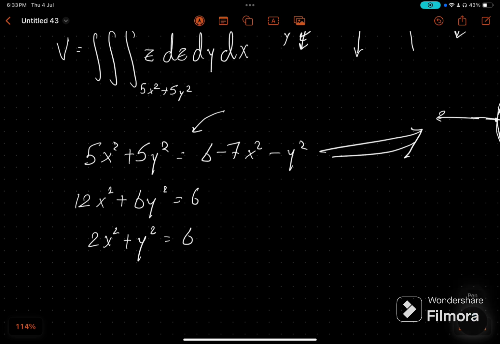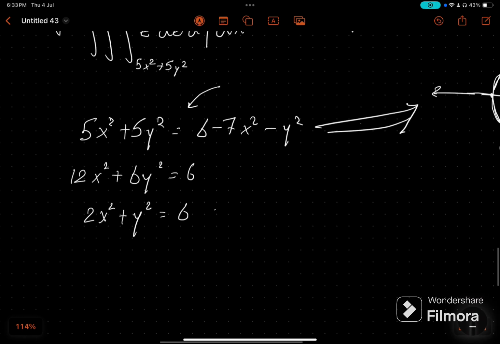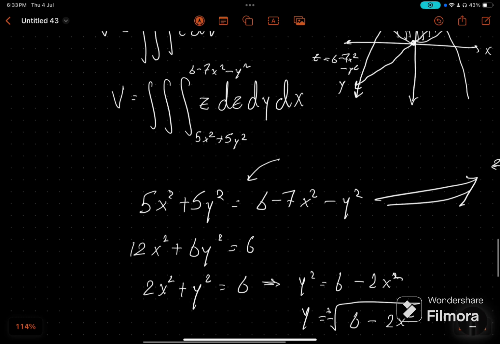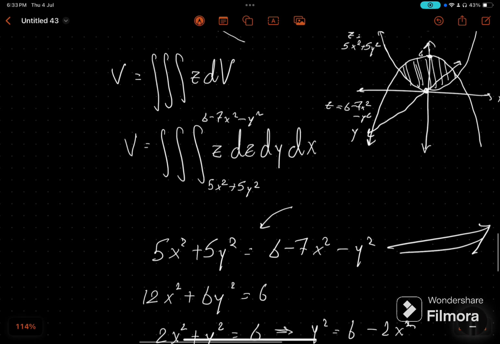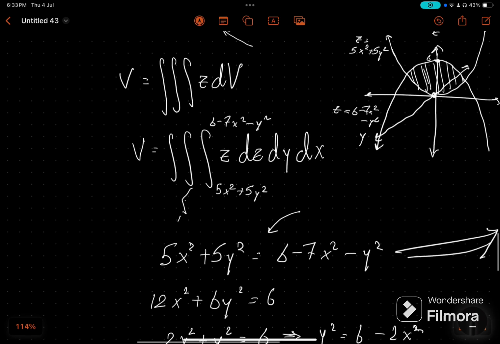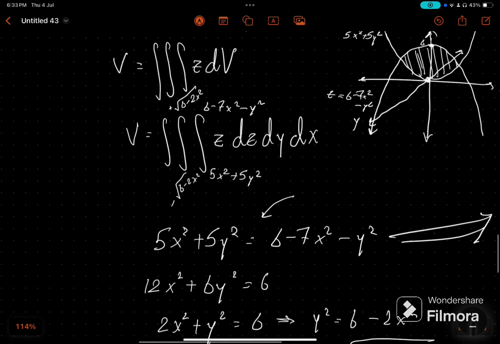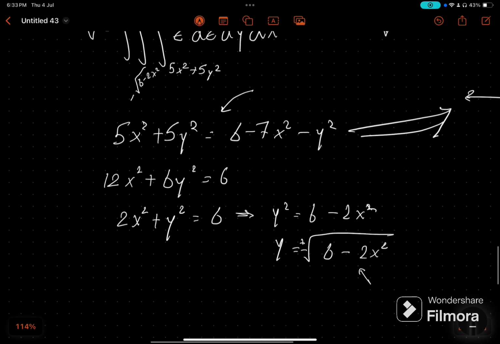And now we can find y from here. y squared equals 6 minus 2x squared, and y is plus or minus the square root of 6 minus 2x squared. So we have a plus and we have a minus. The minus goes at the bottom, so minus square root of 6 minus 2x squared, and for the positive, we have positive square root of 6 minus 2x squared. And so we have just one variable for our second integral.